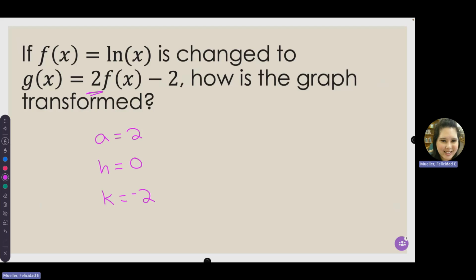Since h is 0, nothing actually happens with it. A is going to be our stretch, so this is a vertical stretch by a factor of 2. And then -2 tells us that we go down 2.